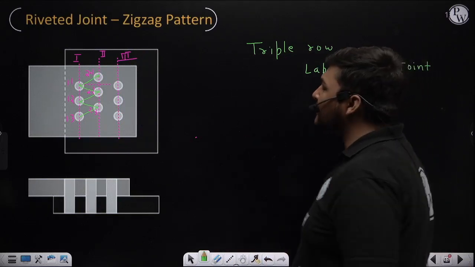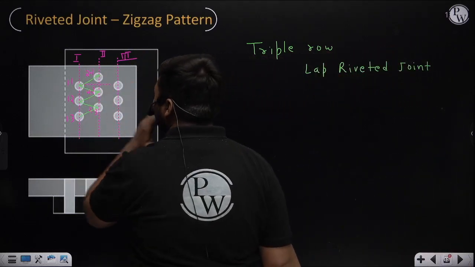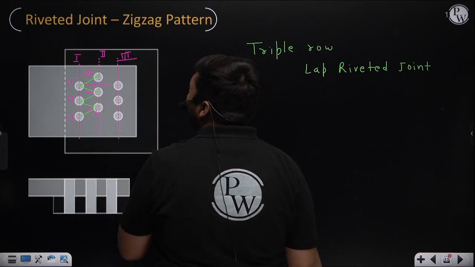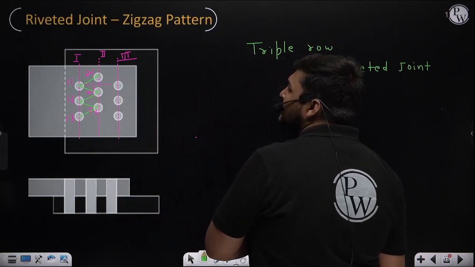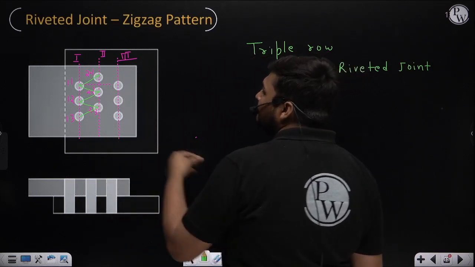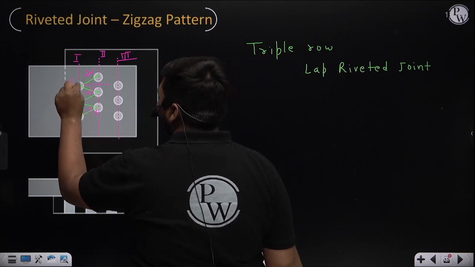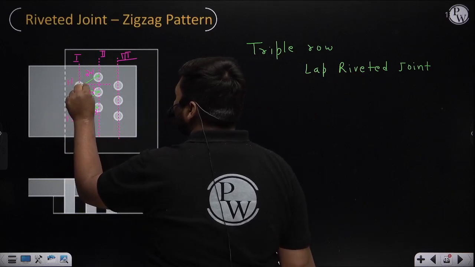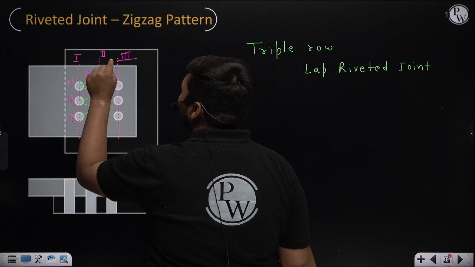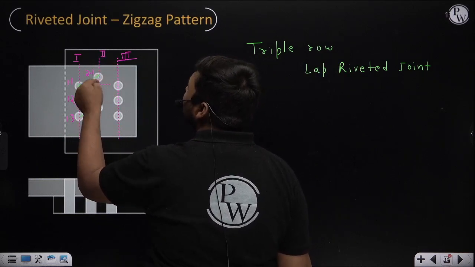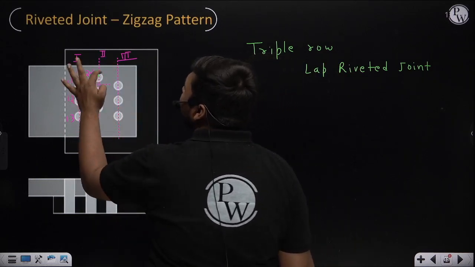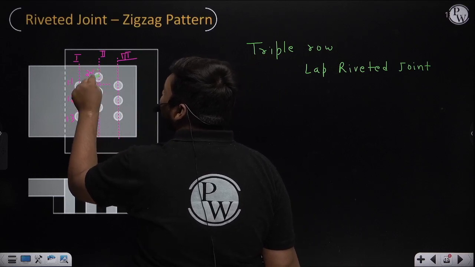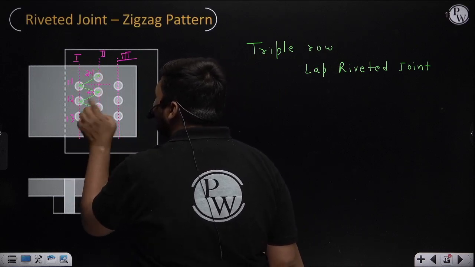Means in zigzag pattern, whatever arrangement we have used in the first row, in the same pattern we will not arrange rivets in the second row. What we will do? If I make a horizontal line from the first rivet, we will place the first rivet of the second row either above this or below this. It can be like here, it is above this. And after placing this first rivet, the rest of the rivets you can arrange.